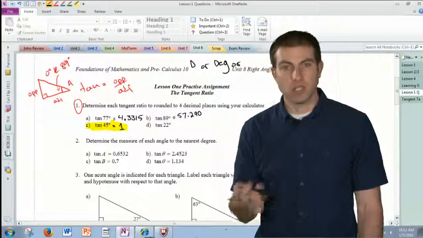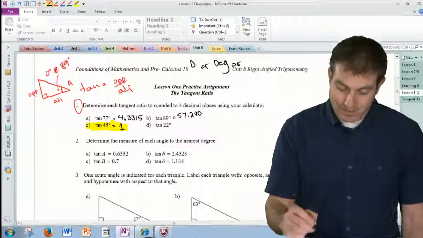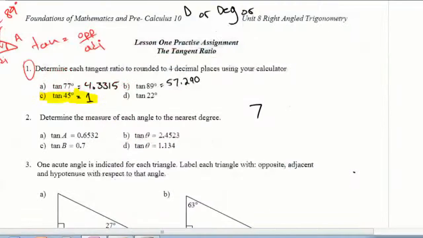So we've talked about the inverse before. If I had like 7, the inverse of 7 is 1 over 7. It's the flip or the opposite of 7. So that's what we're going to do with our calculators right now.